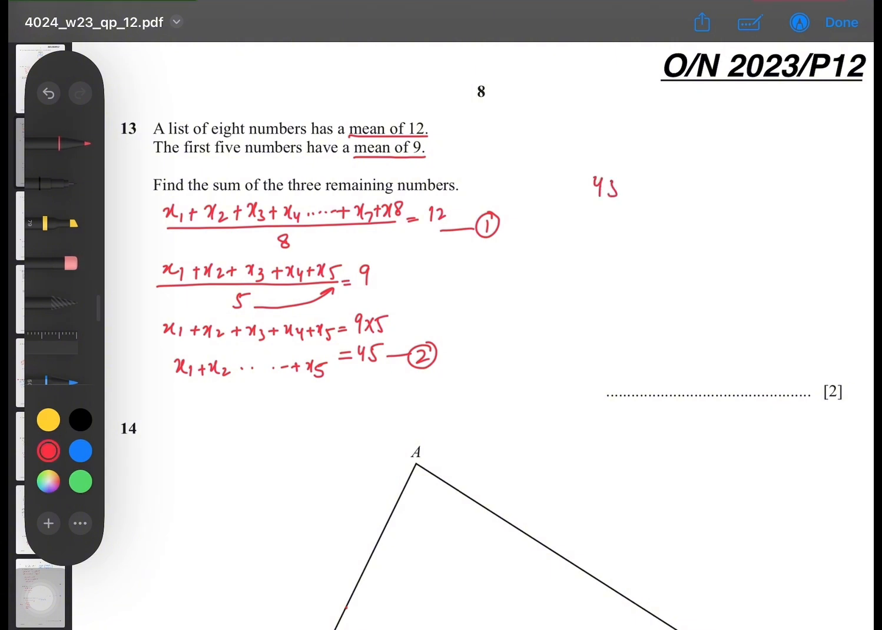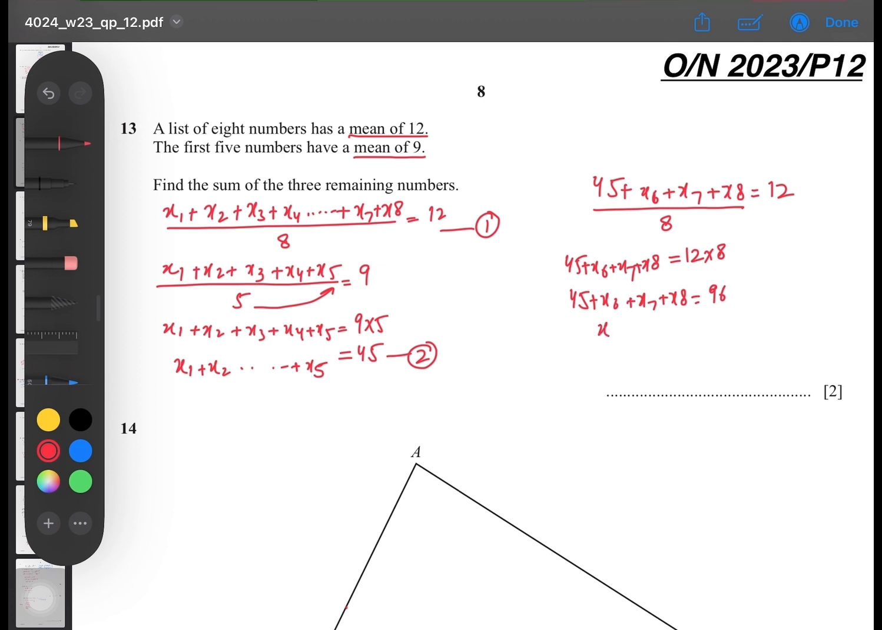So this will be 45 plus x6 plus x7 plus x8 is equal to 12 over the number of values, that is 8. I'll solve it. So it will be 12 times 8, and 45 plus x6 plus x7 plus x8 is equal to 96.